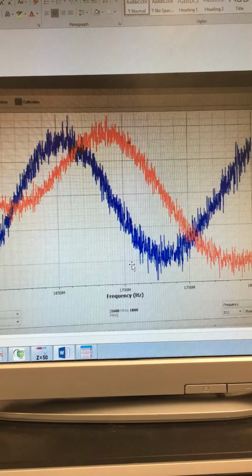So yeah, hope that helps, and that was lab 3 of high frequency circuit design.